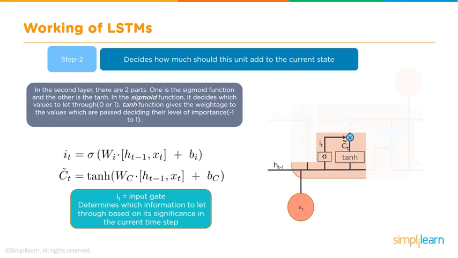i of t equals the sigmoid of the weight of i, h of t minus 1, x of t, plus the bias of i. And c of t equals the tanh of the weight of c, h of t minus 1, x of t, plus the bias of c. So our i of t, the input gate, determines which information to let through based on its significance in the current time step. If this seems a little complicated, don't worry, because a lot of the programming is already done when we get to the case study.